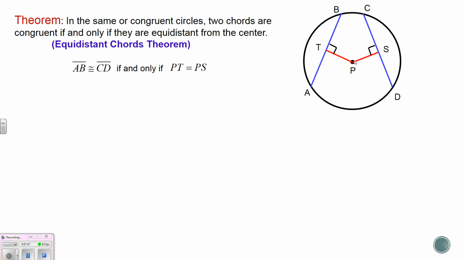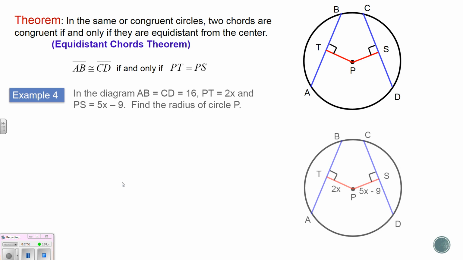But I also can go the other way. If I know that these distances or lengths are the same, then I know that the chords are congruent. That's the whole if and only if. It goes both ways. Okay, so let's see how this can help us.